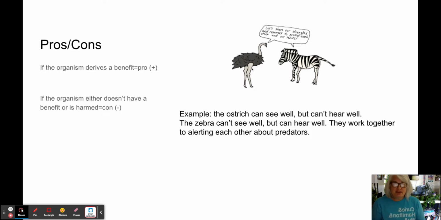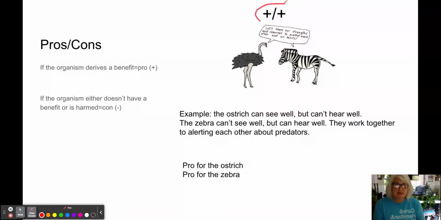So I would say that the ostrich gets a benefit because they're basically using the zebra's hearing. And then I would say the zebra also gets a benefit because they're using the ostrich's good eyesight. So I would call this a pro for both. And so we would mark that, you can see here, as a plus plus right there. So that is an example of how I want you to identify the relationships.